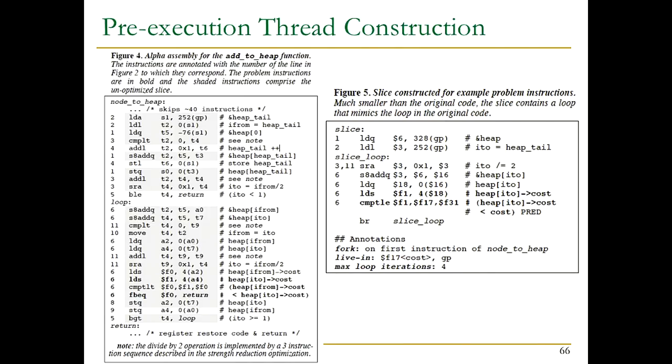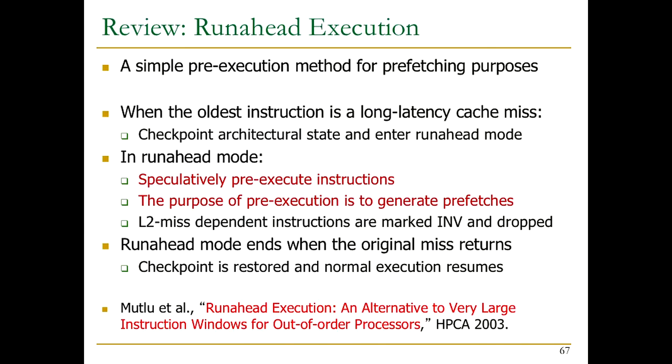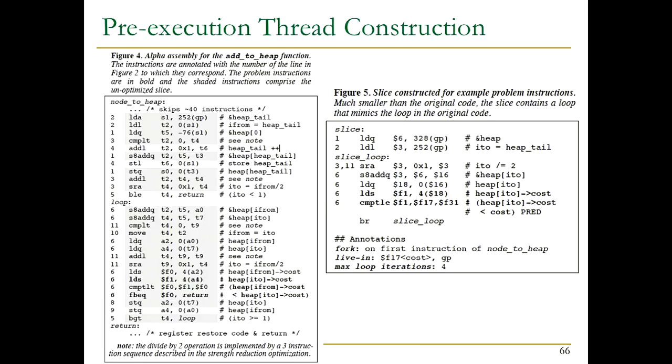And the authors write the slice contains a loop that mimics the loop in the original code. Right? It doesn't do exactly the same things, but it mimics that loop. So it's different instructions, and it can prune it significantly. So you don't have to have all of this code over here. Okay. We're not going to go through this code. You can do it on your own, though. And those are very good papers that talk about these things. So runahead execution, we've covered this already. Clearly, it's a method for doing this sort of pre-execution.